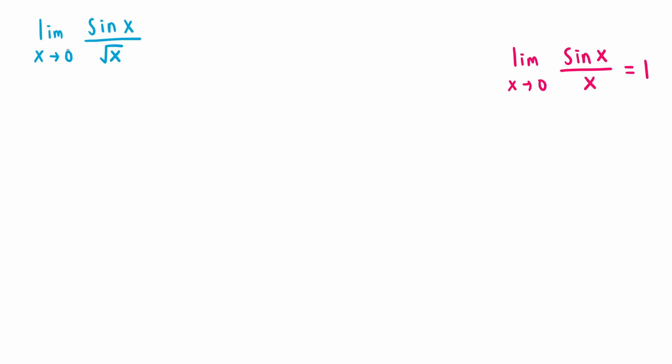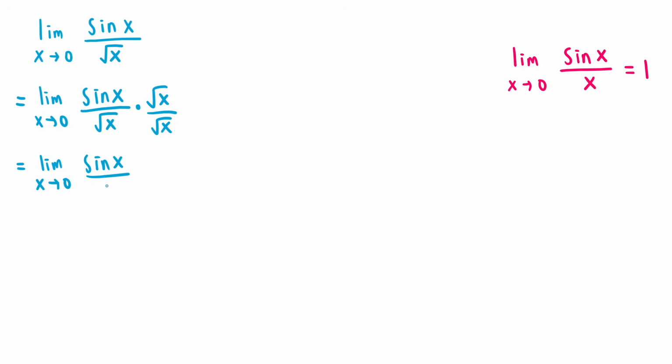In order to get sine of x over x in the expression, we need to multiply both the numerator and denominator by the square root of x. So sine of x over the square root of x is equivalent to sine of x over the square root of x times the square root of x over the square root of x. And if we combine the expressions in the denominators, this becomes the limit as x approaches 0 of sine of x over x times the square root of x.